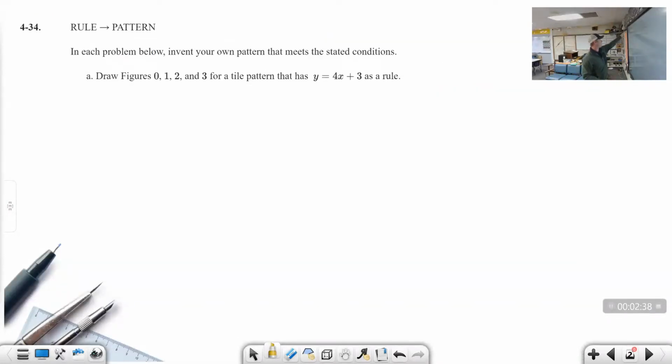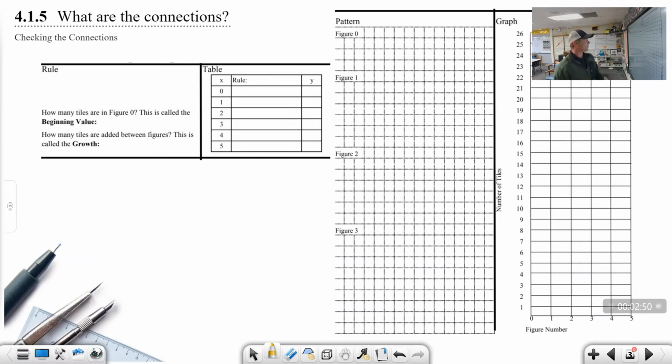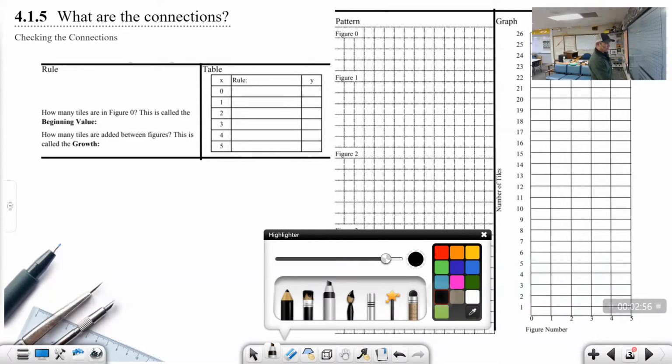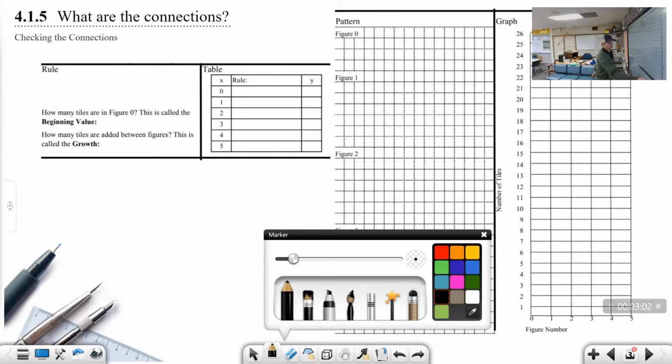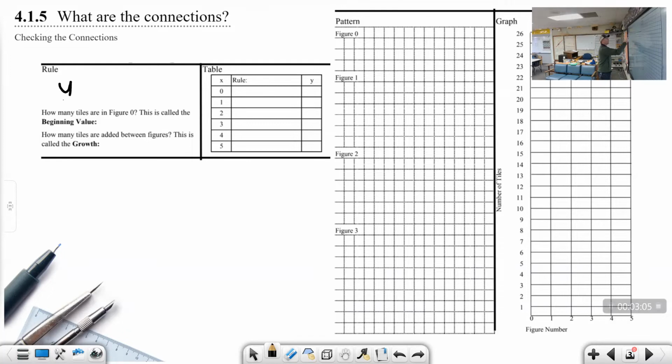This is problem 4-34, which is at the end of yesterday's lesson. It gave you this rule. It gave you one piece of the puzzle. So let's apply that to the multiple representations web, okay? So it gave me the rule, y equals 4x plus 3. So I'm going to write that down in my rule. Now notice I could also write my rule here, y equals 4x plus 3.